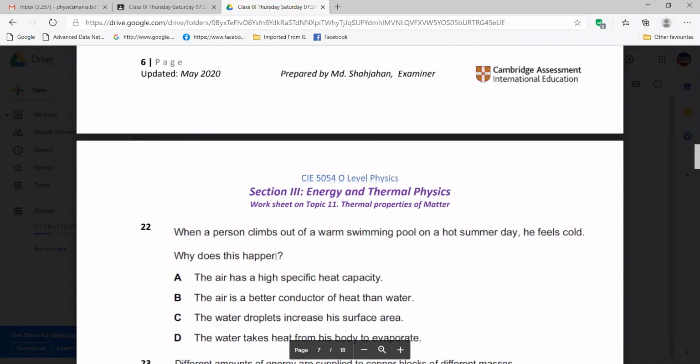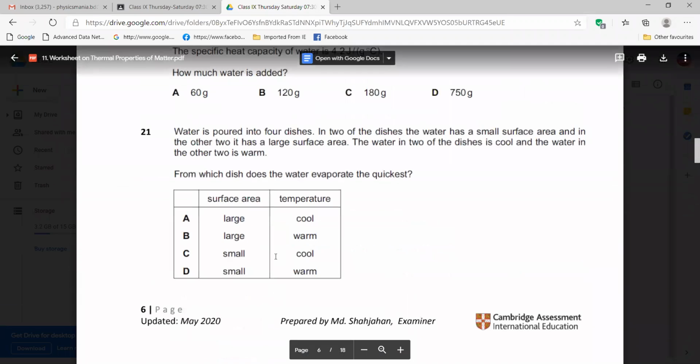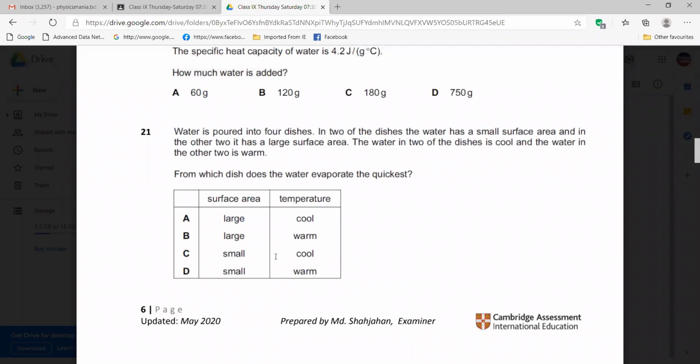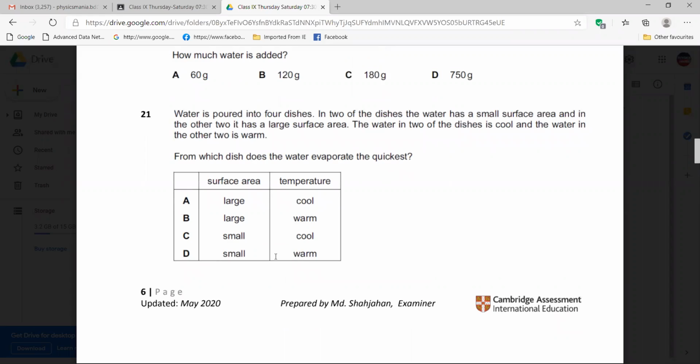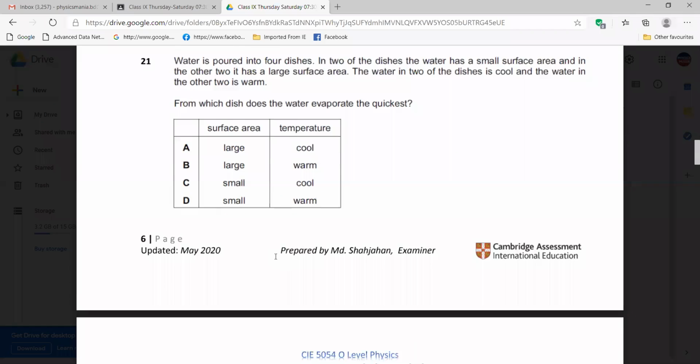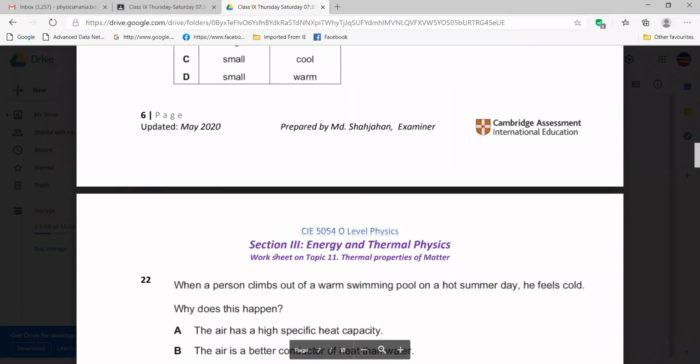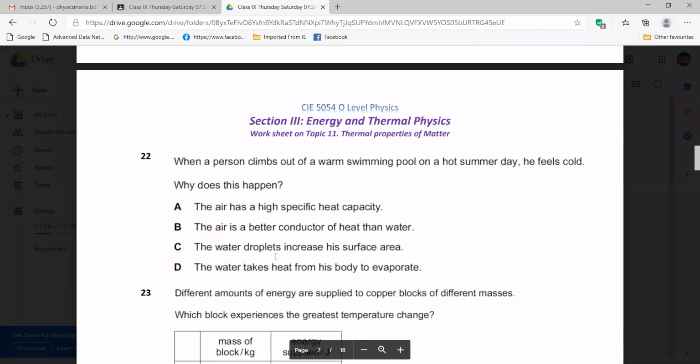So the answer of 21 is A. No, B. Sorry, B. B is the answer. Be careful. Look, you know all the things, but you are doing wrong. Be careful. 22.